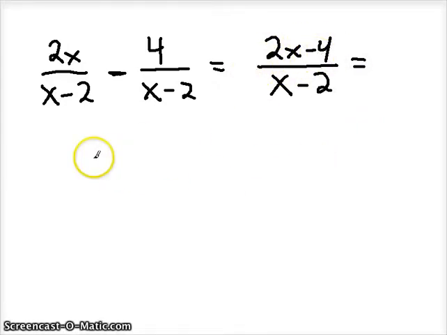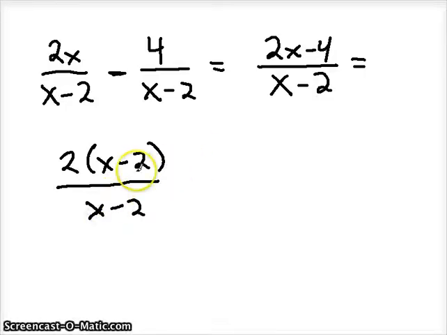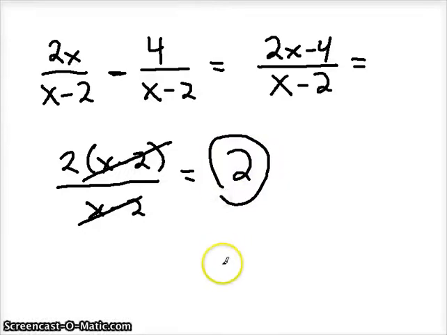Now, see if we can cancel any common factors on top and bottom. 2 goes into both of these terms. So if we take a 2 out of each, we are left with x minus 2. We could distribute to check it. 2x minus 4, that's correct. For x minus 2, because we have common factors, let's get rid of them. And our simplified form is just 2.